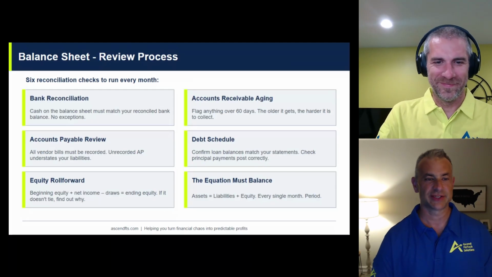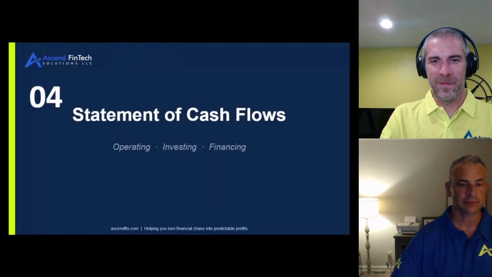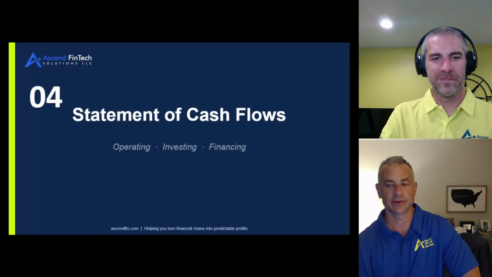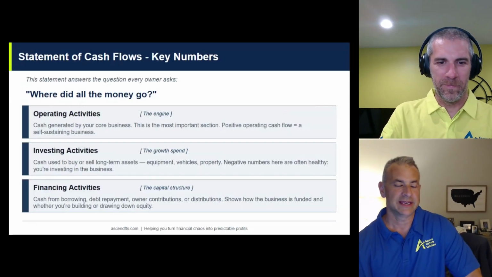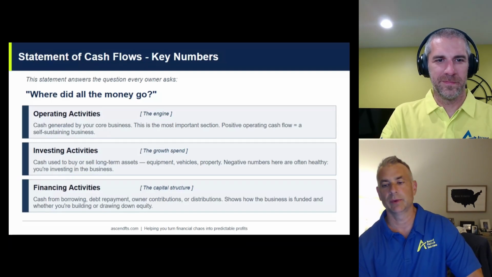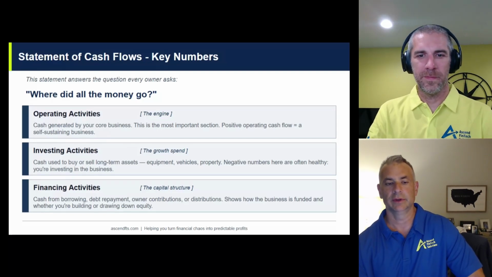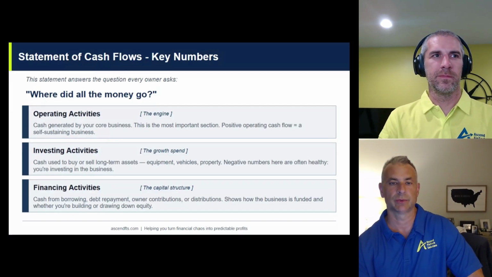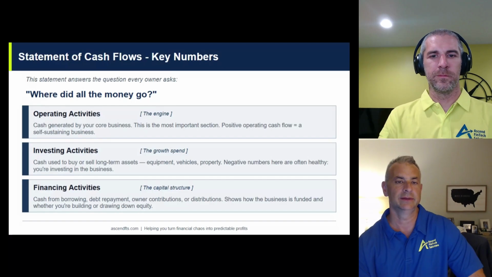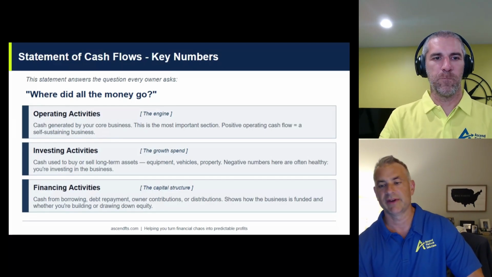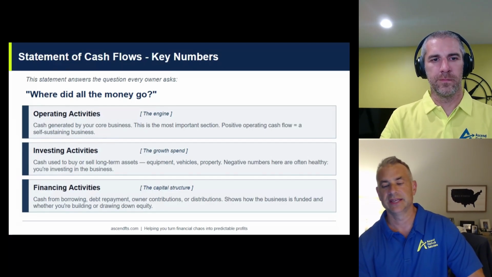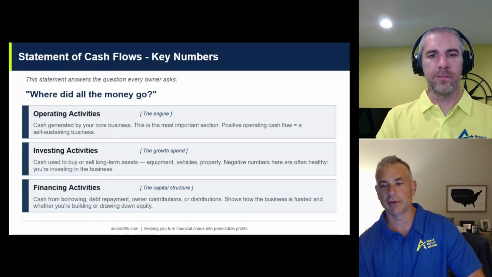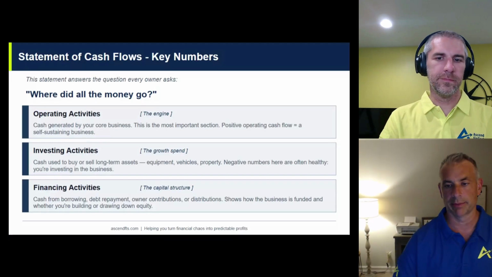Wonderful. All right, so that's reviewing the balance sheet. Moving on to the statement of cash flows. What you're doing is comparing, let's say, month over month, the change in cash. Your cash went from $25,000 at the end of last month to $150,000 this month. What drove that change? That's the whole purpose of this statement.